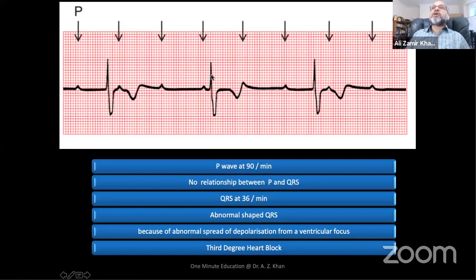Here the P is followed by QRS, but here suddenly the QRS has come on its own. So there is no conduction happening across the AV to the bundle branches. There is some problem in the bundle of His, and this is a third degree heart block. Third degree heart block is not good, okay?